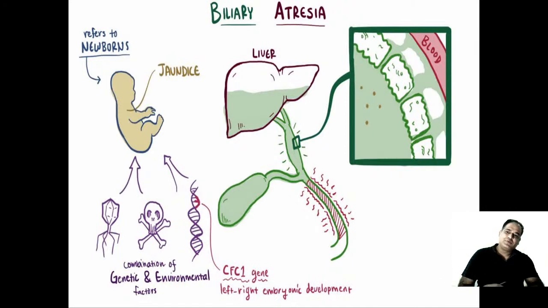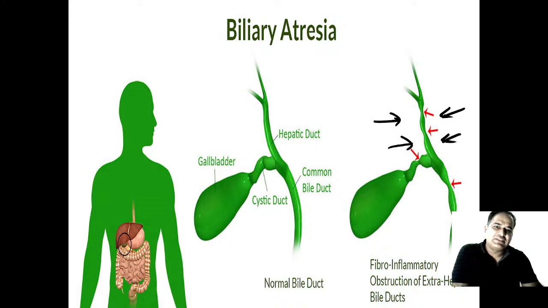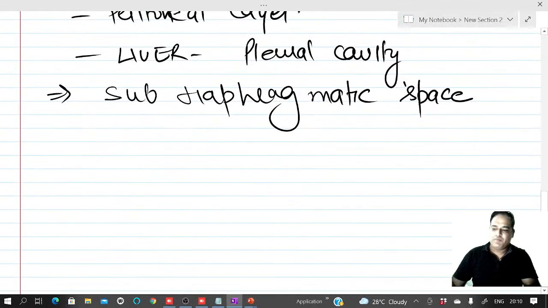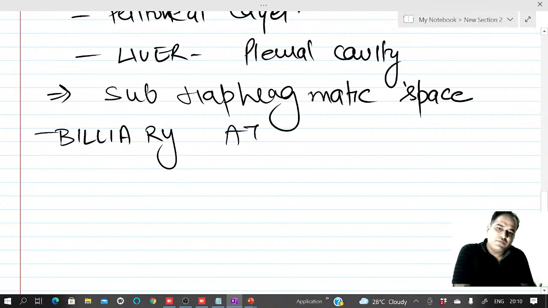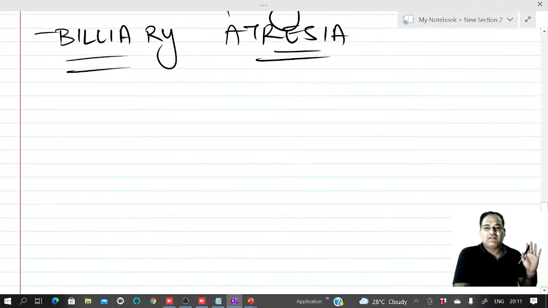That happens to be biliary atresia. Now you see what will be there in biliary atresia. The bile ducts, both inside and outside, will fail to develop. Even if they develop, there will be progressive occlusion. Different patterns of involvement are there. Those of you who say we don't want to read anything which is not of supreme importance, just remember one thing: biliary atresia, treatment is Kasai operation.